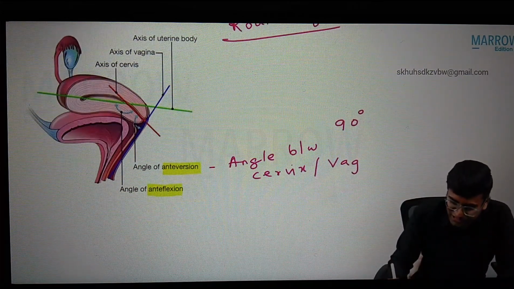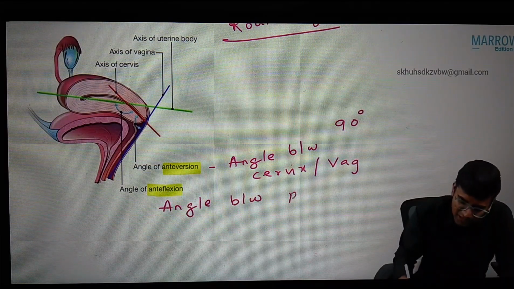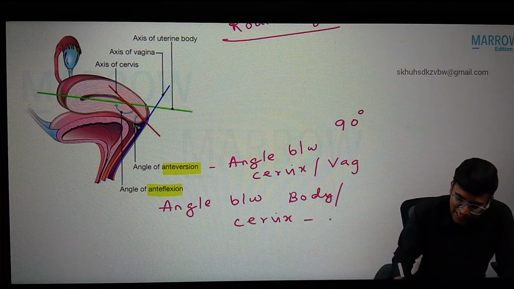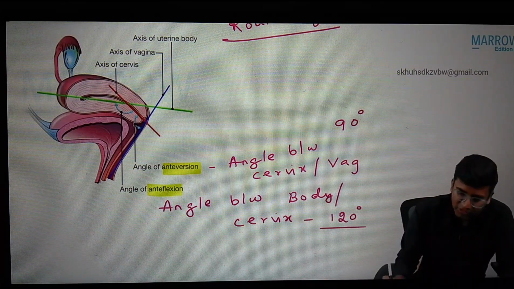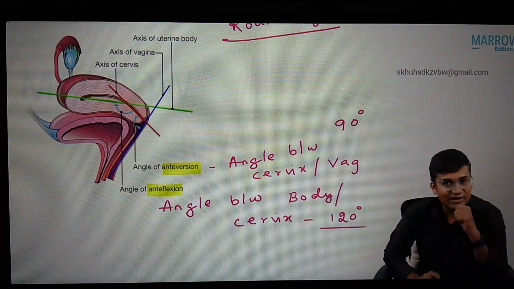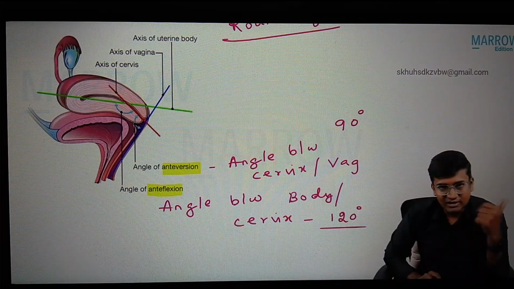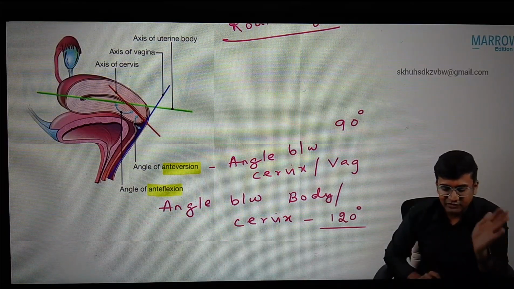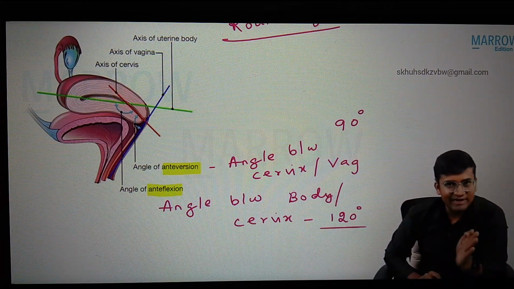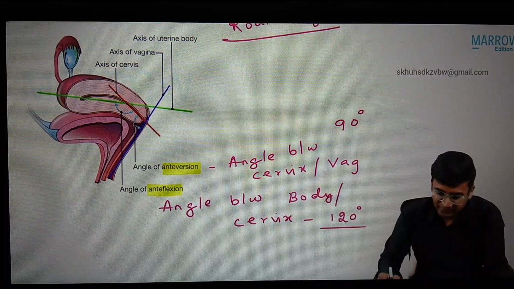What is anteflexion? Anteflexion is the angle between the body of the uterus and the cervix of the uterus, and the angle is roughly around 120 degrees. Clear? So anteverted uterus means the angle between cervix and vagina is 90 degrees. Anteflexion, angle between body and cervix, around 120 degrees. So the uterus is maintained in the anteverted and anteflexed position by the round ligament.